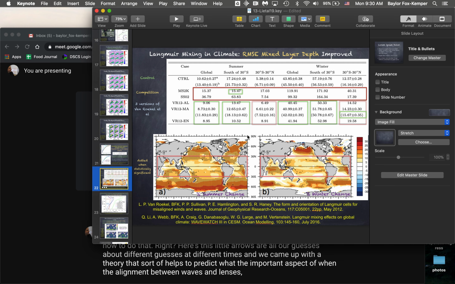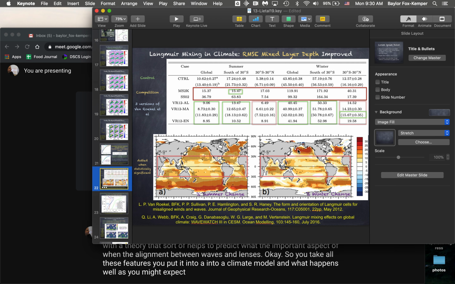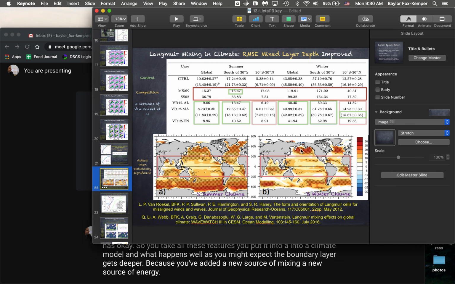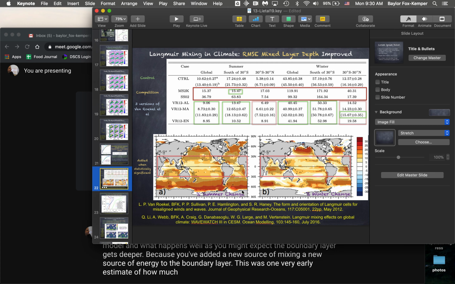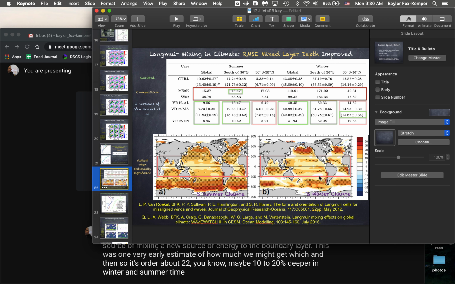Okay, so you take all these features, you put it into a climate model, and what happens? Well, as you might expect, the boundary layer gets deeper, because you've added a new source of mixing, a new source of energy to the boundary layer. This was one very early estimate of how much we might get: it's order 10 to 20% deeper in summertime, and maybe a little bit less in wintertime.